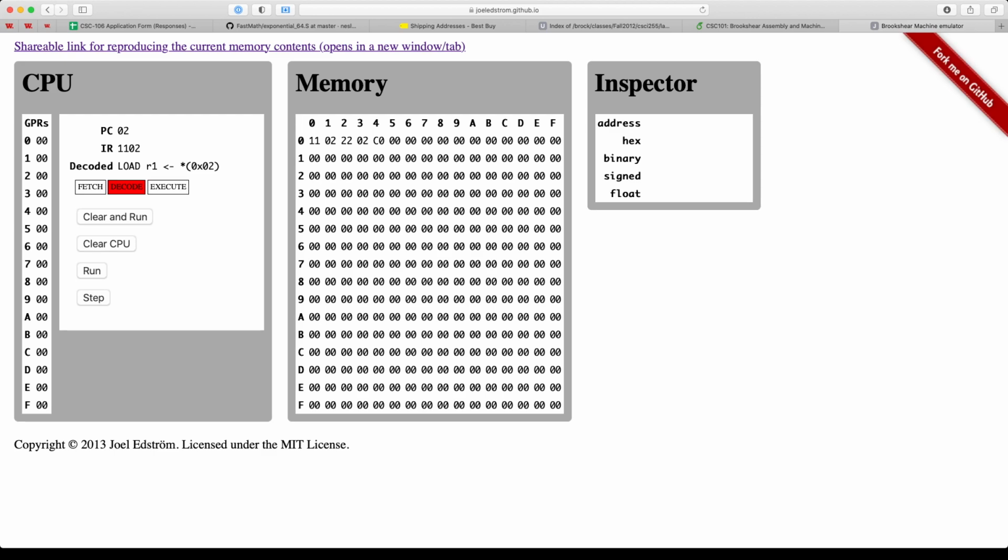Okay, so that's what the instruction says to do. Now we need to actually do it. So pay attention to register number 1 over there in the column on the left. Bam. What got put there? Were you expecting it to be 02?